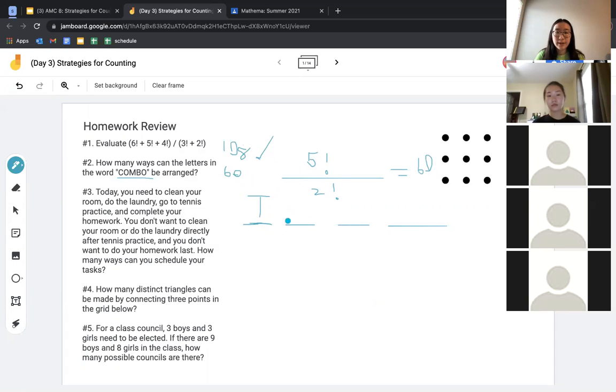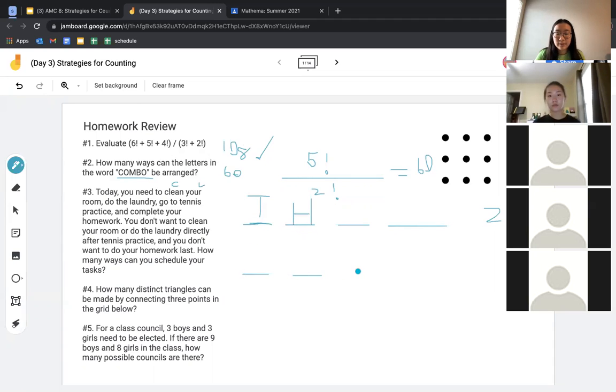If we go to tennis practice first, using what's in the question, what has to be after tennis practice? What has to be in the second slot? Yeah, that's right. This has to be homework. It can't be laundry or cleaning the room. We're going to do cleaning the room as C and then laundry as L. Okay, so then once you have this, you can either go C and then L or L and then C. So that's two possibilities.